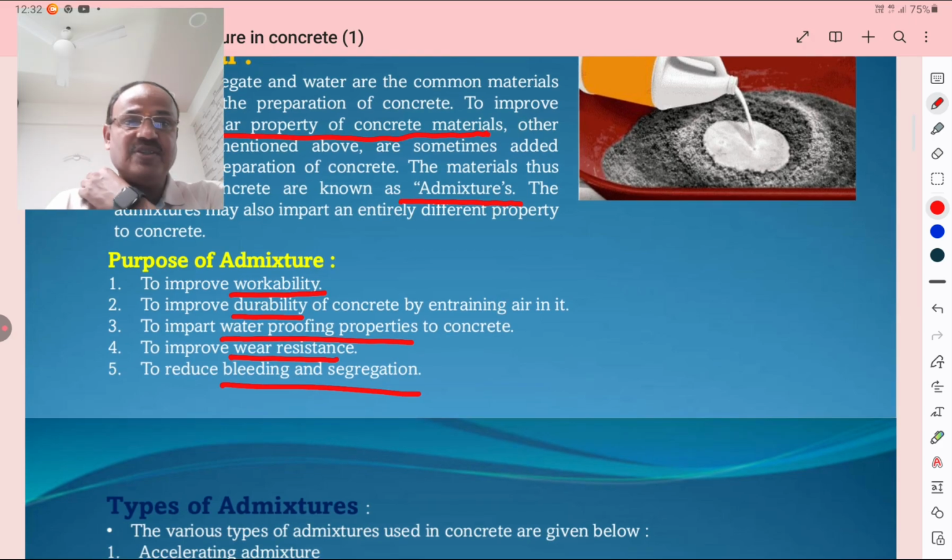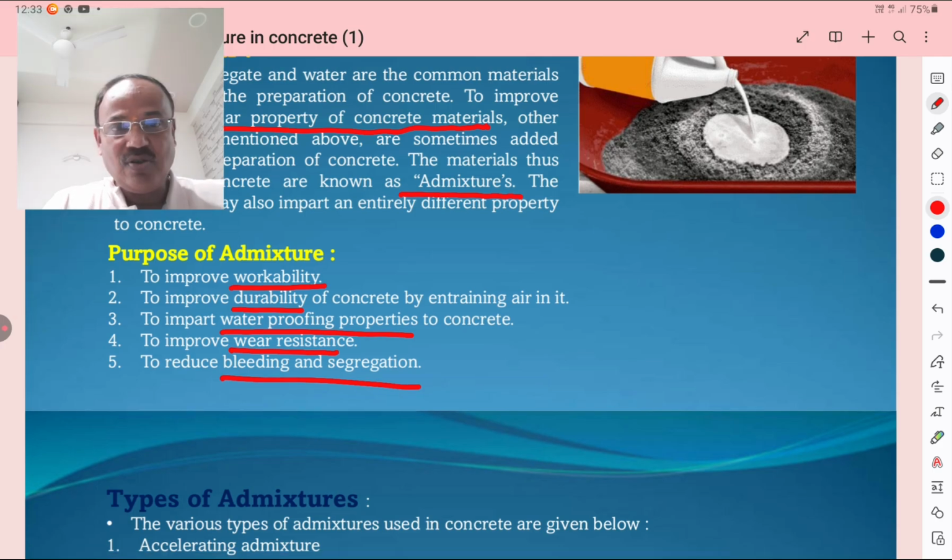What is the purpose of admixtures? Why add admixtures? To improve the workability. What is the workability? The ease with which concrete can be compacted, cured, transported, mixed, etc. That is the workability. To improve the durability of concrete by entraining air in it. What is the durability? That is the resistance to the weathering action. To impart waterproofing properties to the concrete. To improve the wear resistance also. And to reduce the bleeding and segregation.